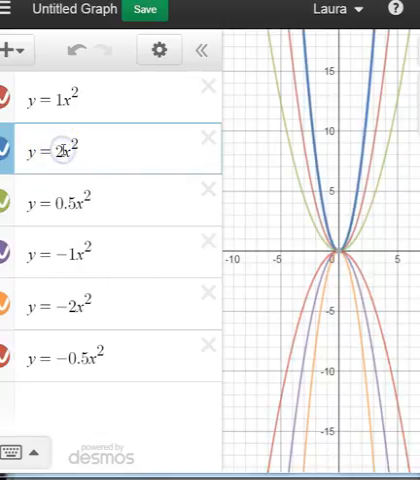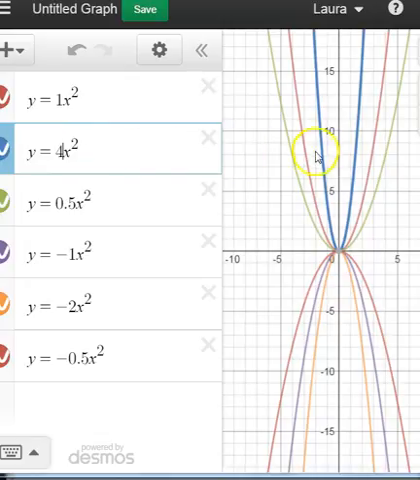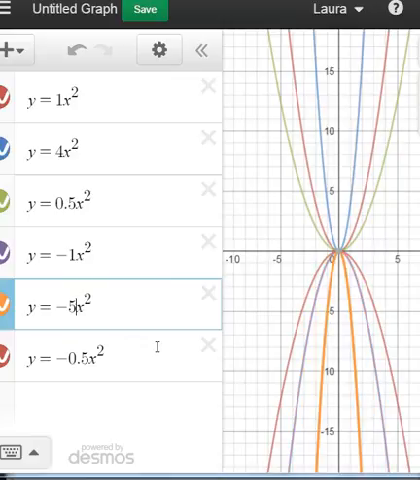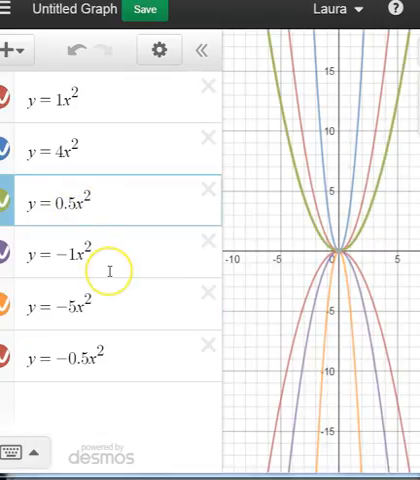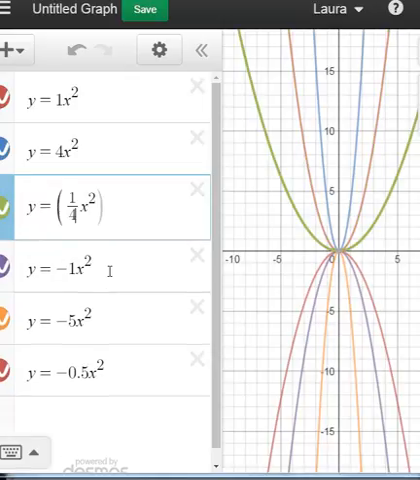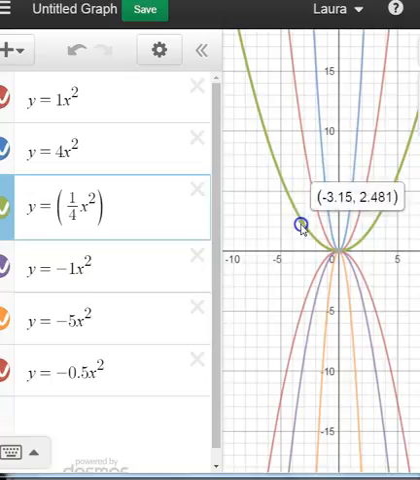If the a is greater than 1, just like this 2, if I make it, let's say, a 4, see how it makes it even skinnier? If I change that to a negative 5, it makes the parabola even skinnier, this orange one down here. So the bigger the number goes, the skinnier the parabola goes. Remember, 0.5 is the same as 1/2. If I change it to 1/4, look at how much fatter that graph is now. It's even fatter than the skinny one.